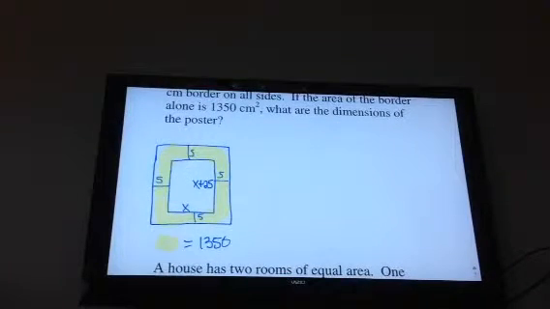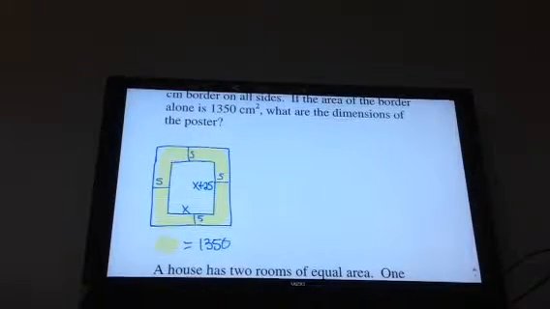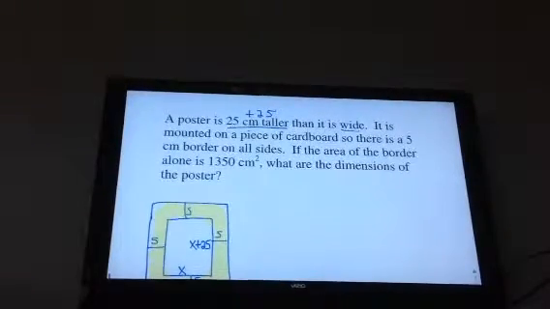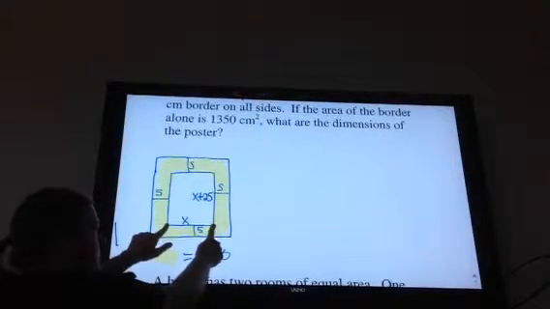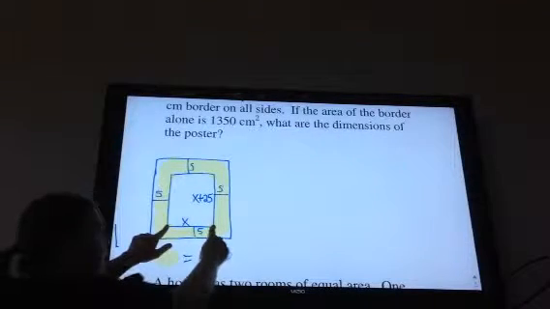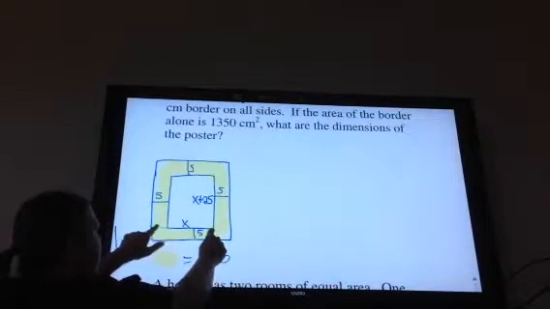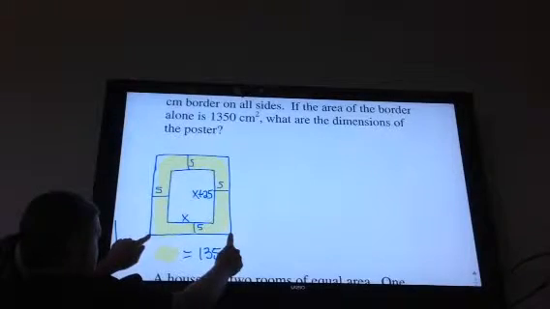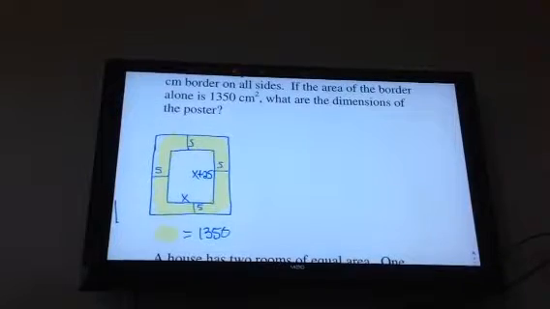Okay? That makes sense. The problem is we don't have dimensions on the outside, which we need if we're going to do the area of the whole thing. So, pay close attention. This is where you've got to get this part. If this is X, from here to here, where my fingers are, and this is 5, and this is 5, what is this dimension? X plus 10. Very good. That's what we're looking for.